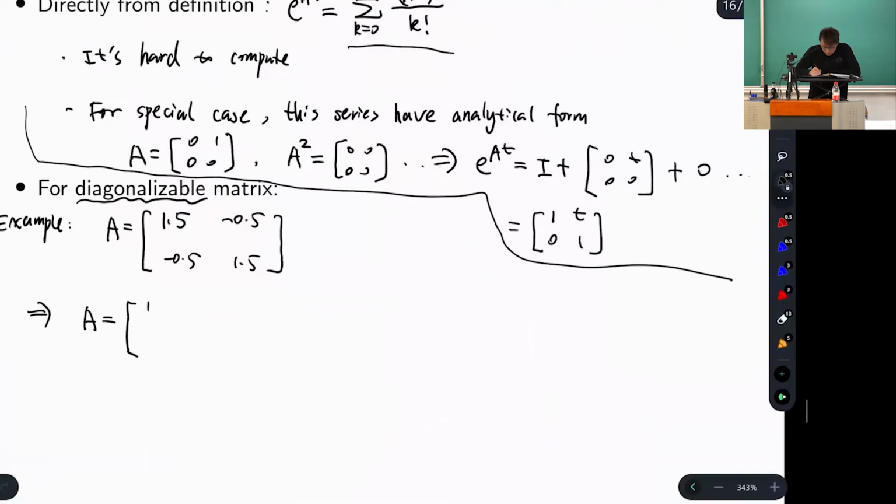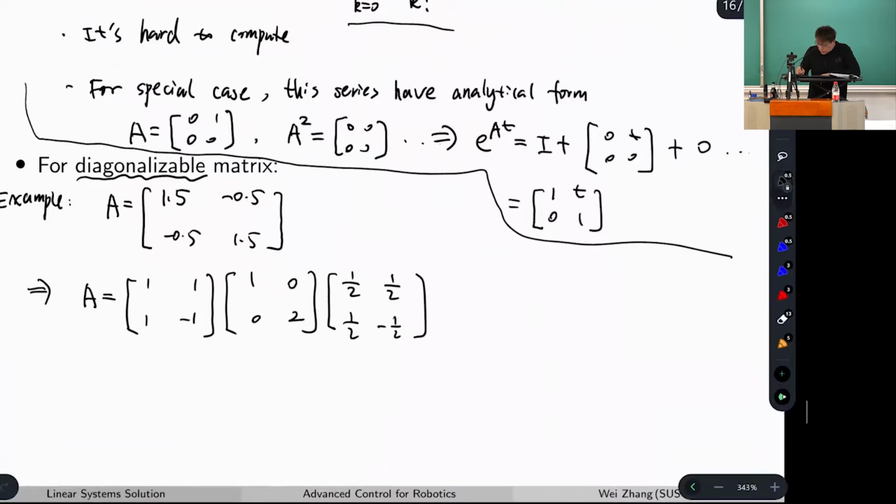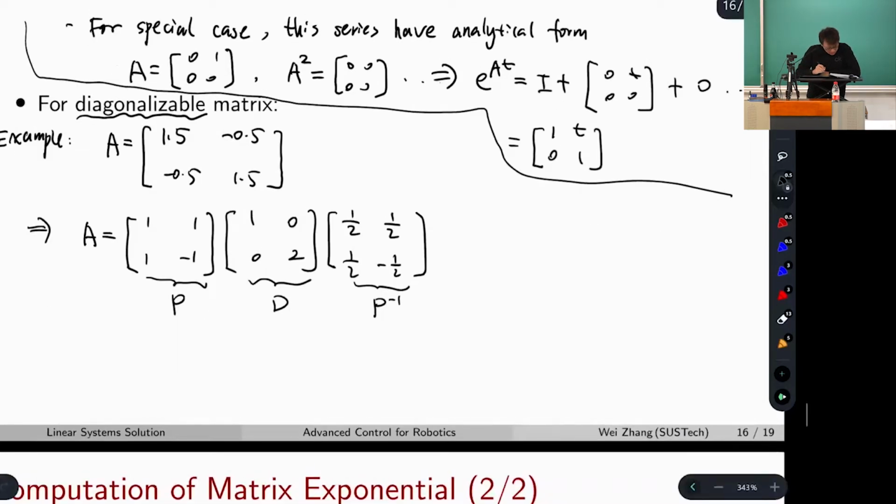So this one is [1, 1; 1, -1], if you trust my calculation, times [1, 0; 0, 2], times [1/2, 1/2; 1/2, -1/2]. You can check this. I call this guy P, this guy P inverse, and this will be our D. So A is P D P inverse, and what's the relation between A and D? Similar, okay, they're similar.